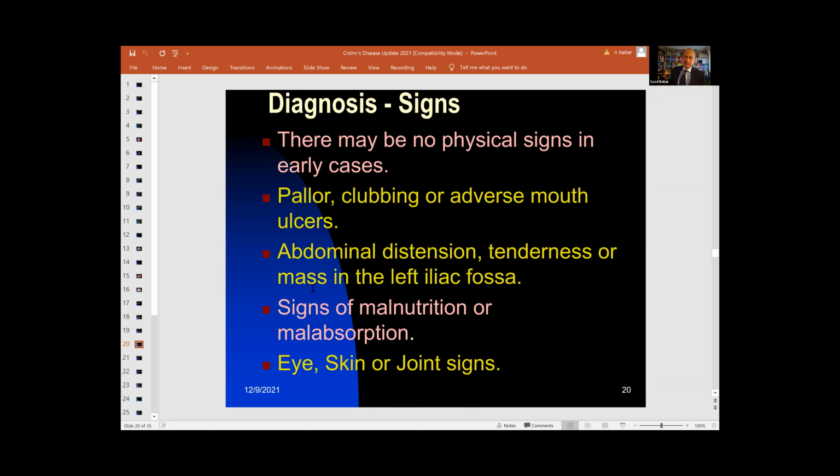In terms of physical signs, there may not be a physical sign in the early stage. There would be features of anemia or immune reduction characterized by opportunistic infections. There would be distension of abdomen with tenderness or mass in the left iliac fossa, representing the full thickness involvement of Crohn's colitis. There could be extra-intestinal signs, as we have discussed as well.